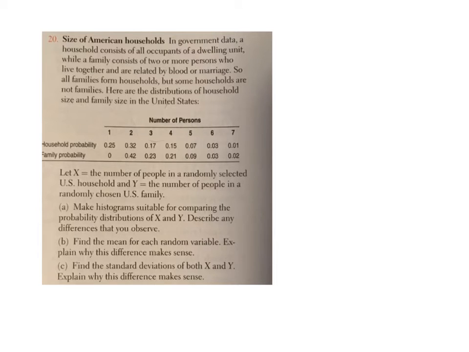So I'm going to focus primarily here on B and C, finding the mean of each random variable and finding the standard deviation of each random variable. So what I did was I entered the data into my calculator. In list 1, I entered the number of persons, 1, 2, 3, 4, 5, 6, and 7. In list 2, I entered the household probability, and in list 3, I entered the family probability. And here's how I went about doing that.